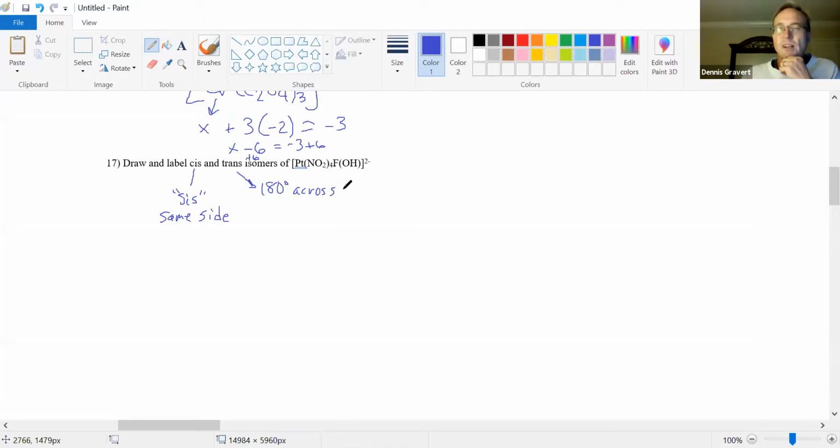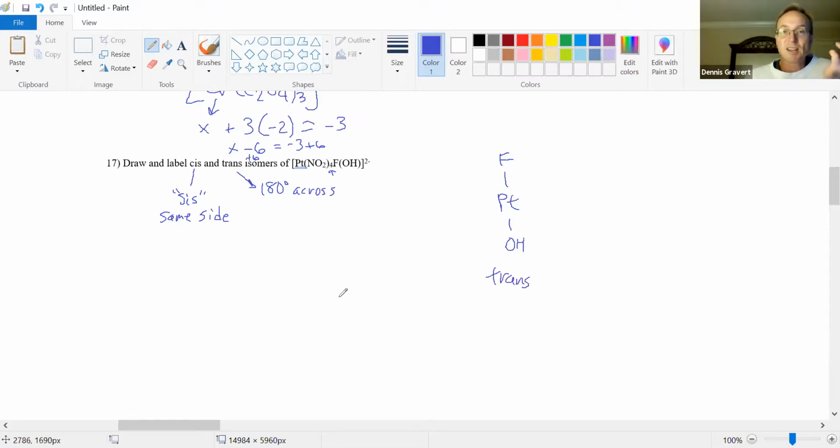Okay, we're talking about 2 things, so what specifically? Well, in platinum, there's 4 of these nitro groups, 1 fluorine and 1 hydroxide. So there's a whole bunch of very similar things, but there's 2 things that are different. Okay, so those are the 2 things that we want to put totally across. So put maybe the fluorine up here and the hydroxide down here. Now they're across. This one's a trans.